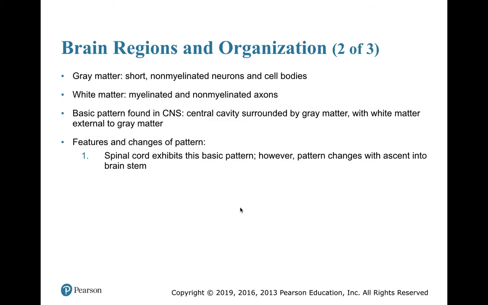That's going to be a little different in the brain itself. The spinal cord has that basic pattern, but the pattern changes as you go into the brain stem. In the brain stem, we're going to find more gray matter on the outside than on the inside, whereas in the spinal cord, the gray matter is deeper inside than outside.